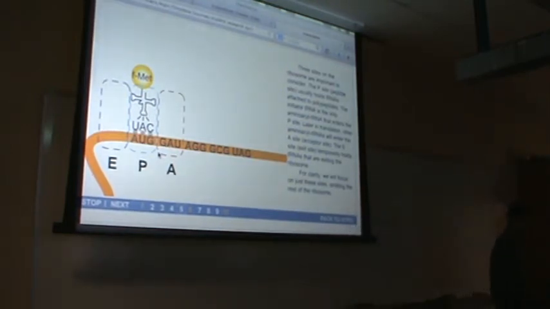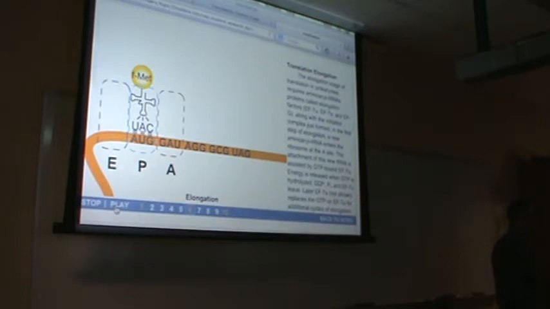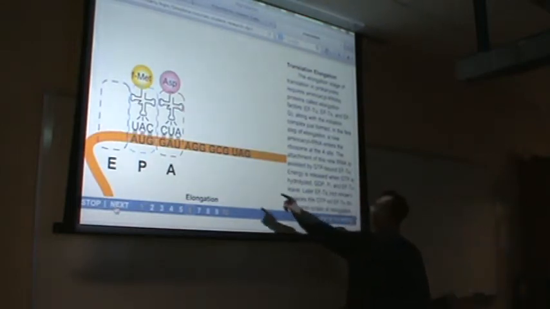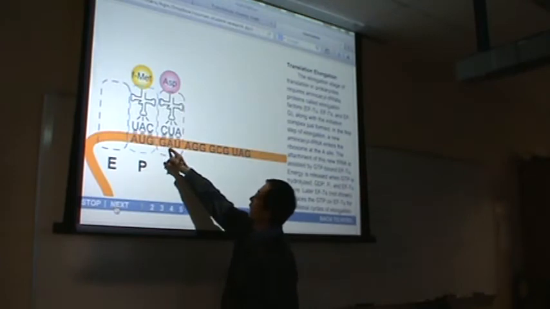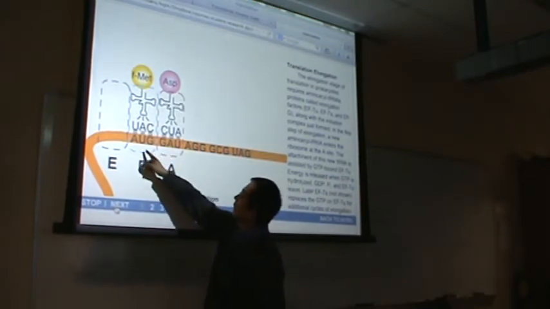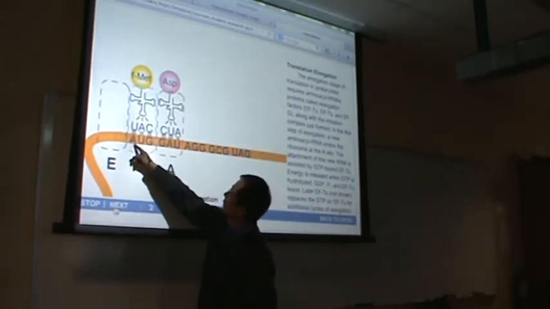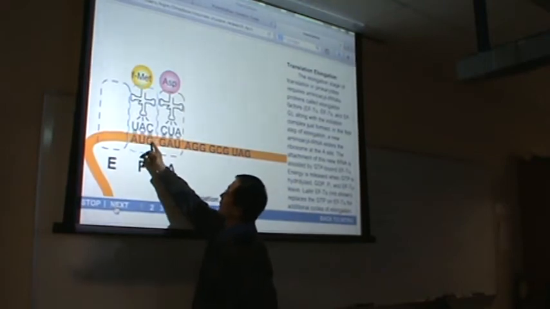Okay, let's see whether the animation is doing it right. Next. So now this is called elongation, it's not initiation. Actually, it is ASP. So, aspartic acid. Now, look at this. This is called GAU. AUG.